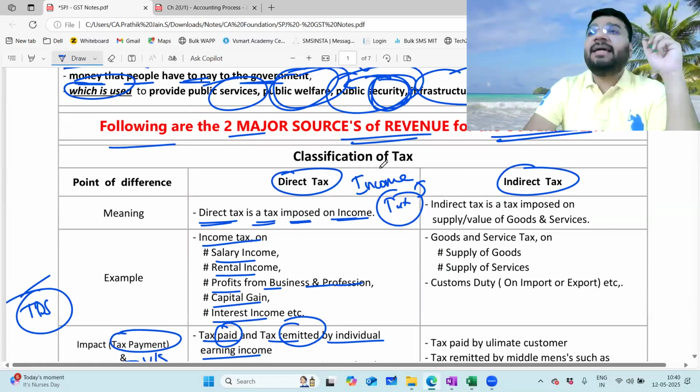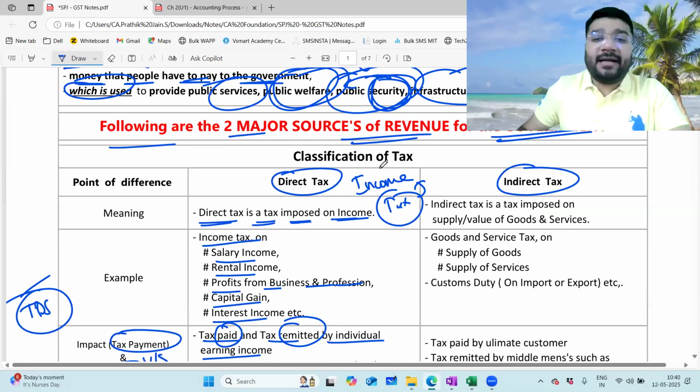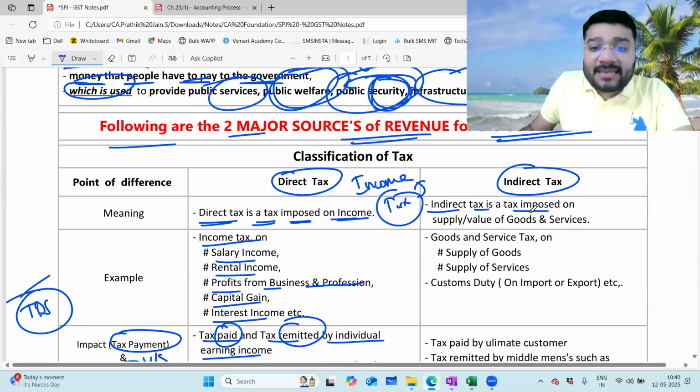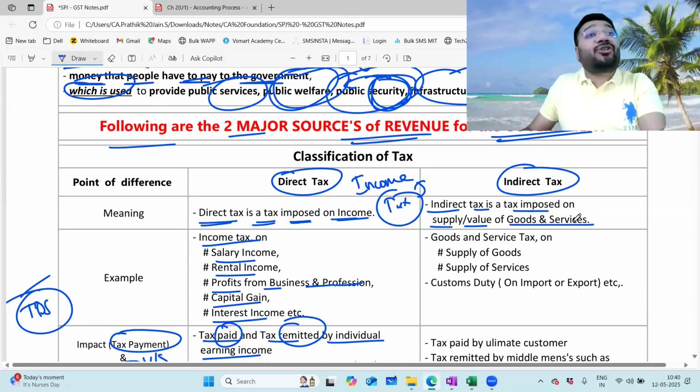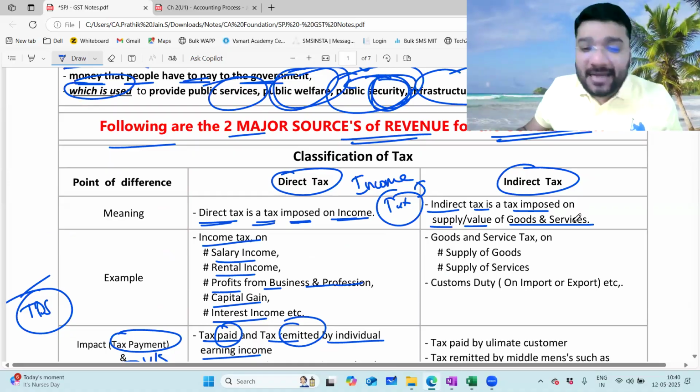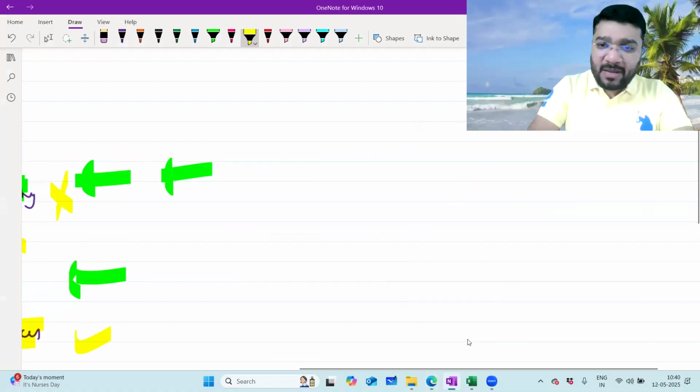Next is what? Indirect tax. Indirect tax is a tax imposed on the supply or the value of the goods and services. So this is also a tax on your income only, but not directly, it is indirectly. Sir, how, sir? I'm coming.